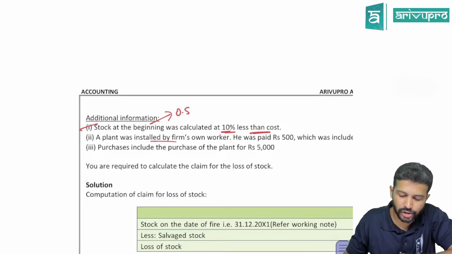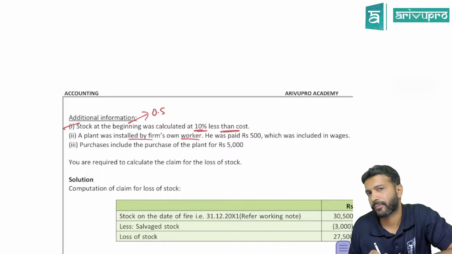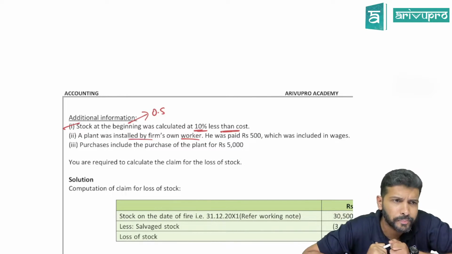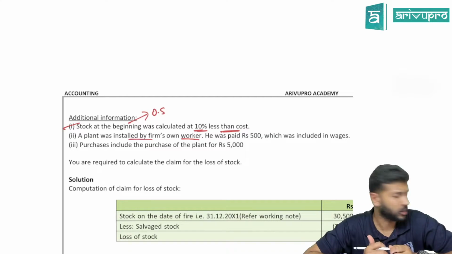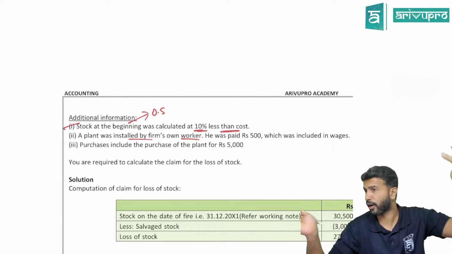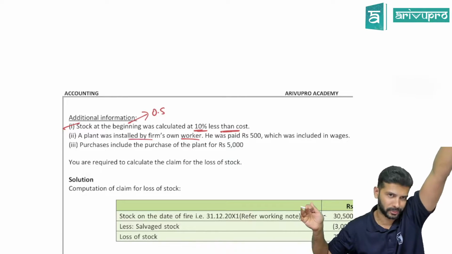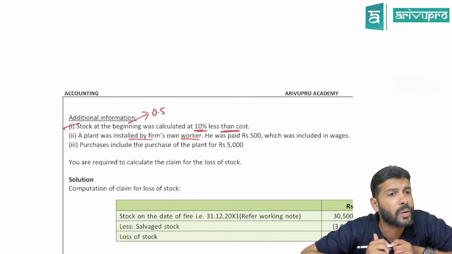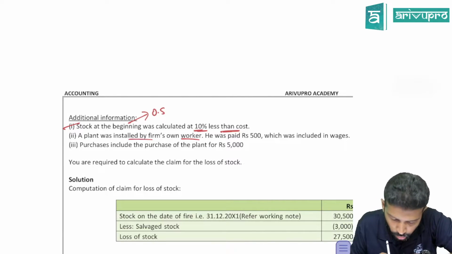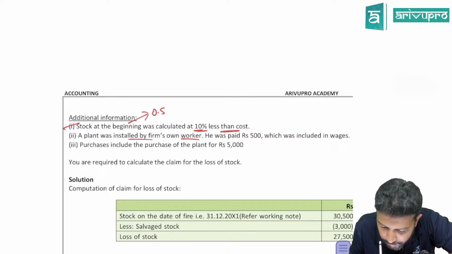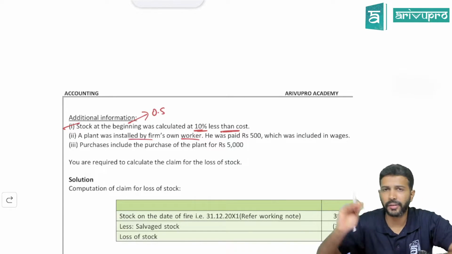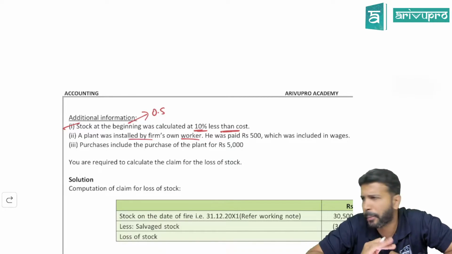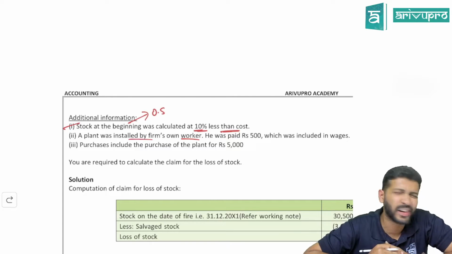A plant was installed by the firm's own worker. Some big plant and machinery requires some installations. Especially if it's a big plant and machinery, if you see big companies like Coca-Cola, their machinery will be almost 1 kilometer long. That big, the whole setup. So you need technical people to install that. So the plant was installed by the firm's own worker. Did we get any outside party to install plant and machinery or did our own employee do it? Our employee did it.